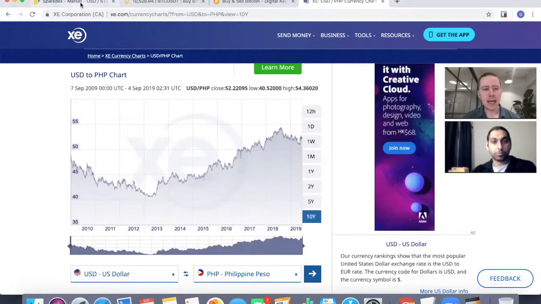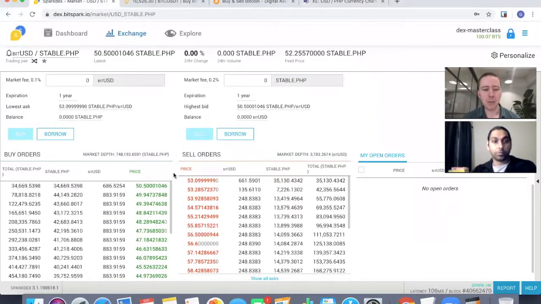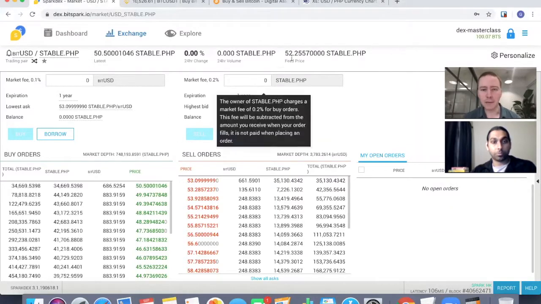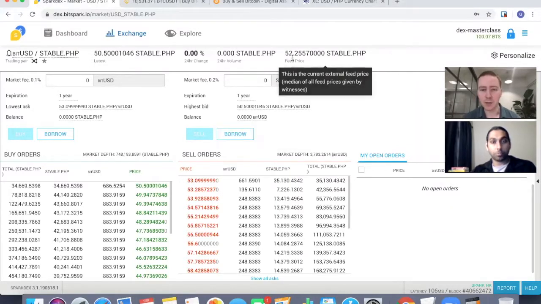So in the case of SparkDEX, if you're locking up some collateral at, let's say, 52 here is the current lockup price, you're taking a bet that in future you think that the PHP might be worth 60 or something like that, right? It's going to be worth less. So that's good because you can make money on that essentially, because your collateral is then worth more. So your US dollars will be worth more.